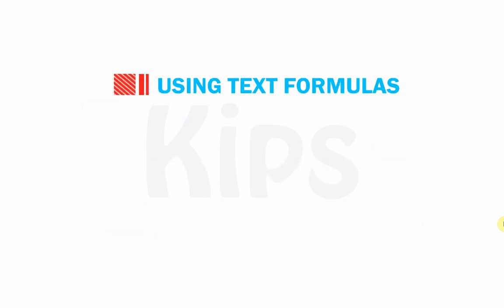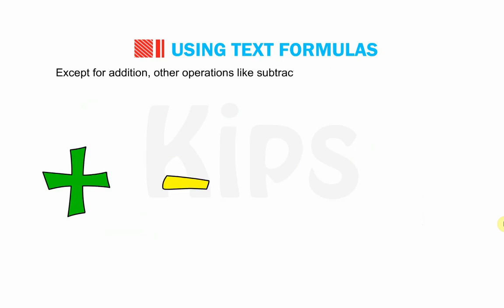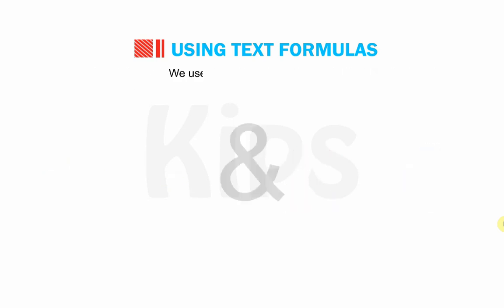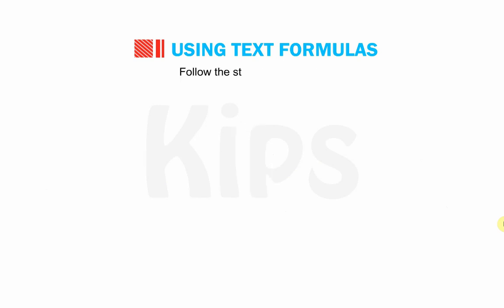Now, we shall learn how to use text formulas. We can perform addition on character and string data type. Except for addition, other operations like subtraction, multiplication, division, etc. are not allowed. We use the symbol ampersand (&) for addition. Follow the steps given below.